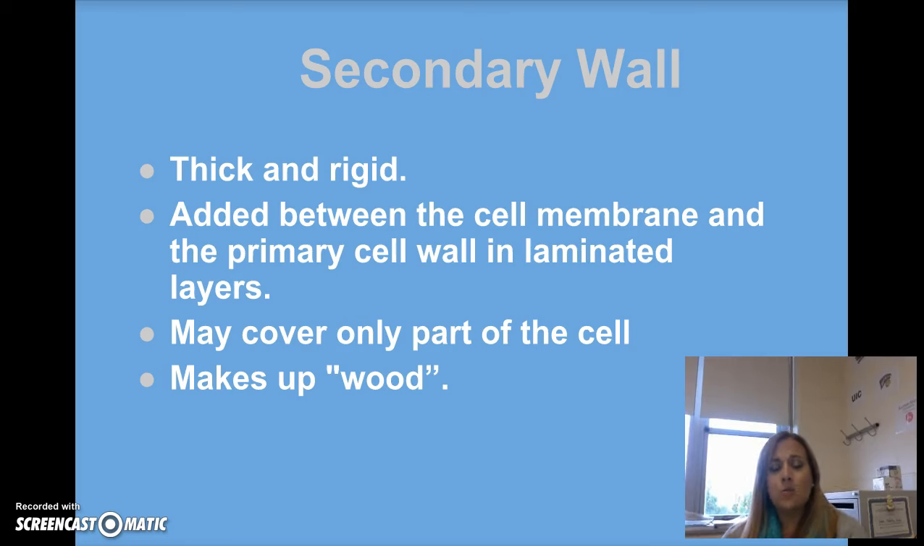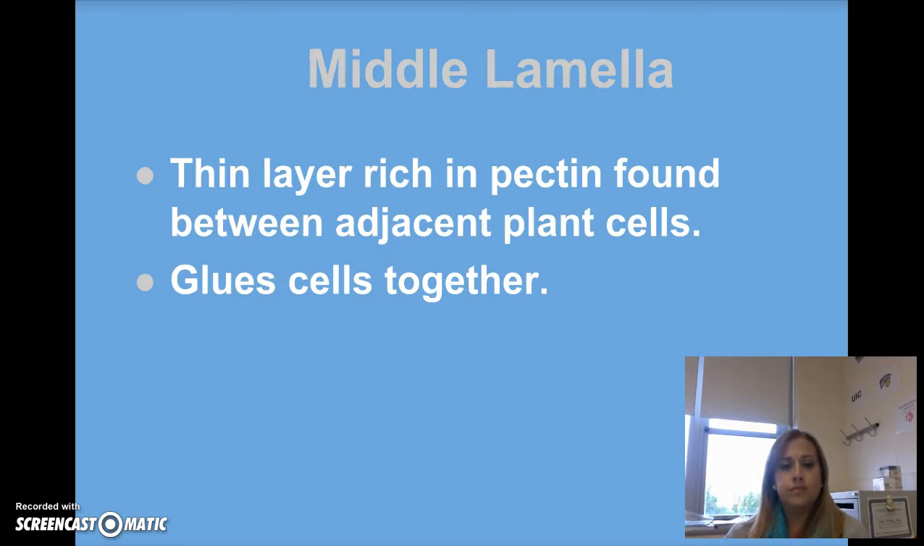And a secondary cell wall is a little bit different. It's going to be thicker and much more rigid. And this is actually found in the space between the cell membrane and the primary cell wall. And it might only cover part of a cell. And you know secondary cell walls because this is what makes up wood. So like the harder part of a tree or a tree branch, that's going to be there because there's secondary cell walls along some of those cells.